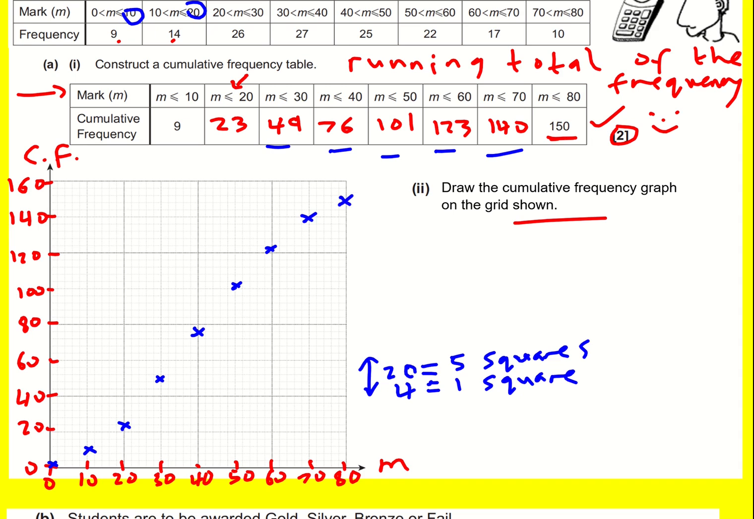You can join this up with each point by a ruler, and maybe that's the safest way of doing it, but I don't think it looks as nice, so I'm going to join it by hand, which is also absolutely fine.